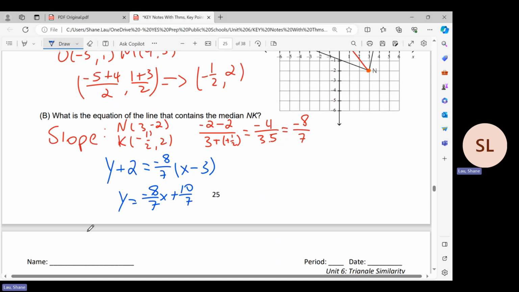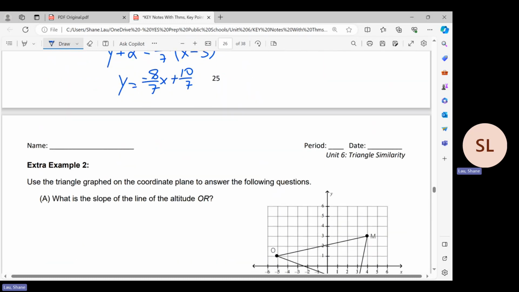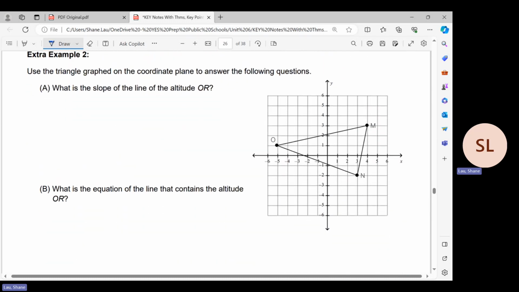So after we've done all that, we move on to the next example. Again, I recommend trying to do this on your own first. If you get stuck, revisit this video and move on from there. And so here, we're not working with median this time. We're actually working with altitude.